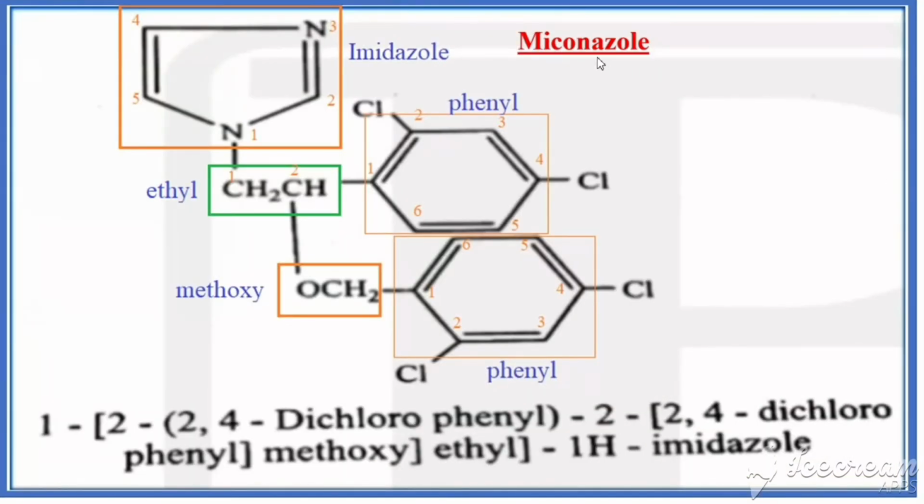Now the next drug is called miconazole. What is miconazole? It is also having imidazole, same as econazole. That imidazole is having ethyl. That ethyl is attached with 2,4-dichlorophenyl and methoxy, and that methoxy is connected with again 2,4-dichlorophenyl. That is called miconazole. So what is the difference between econazole and miconazole? Here one chlorine is extra, that's all. Everything is same. Here this phenyl is having one more chlorine, in 2nd position, so that is extra for miconazole while comparing with econazole.